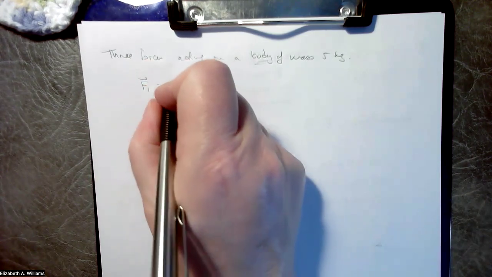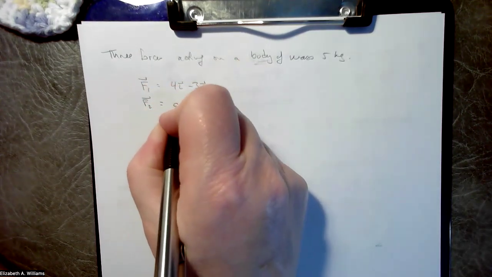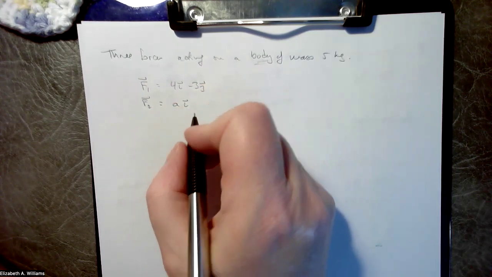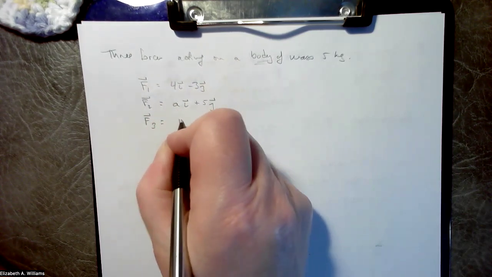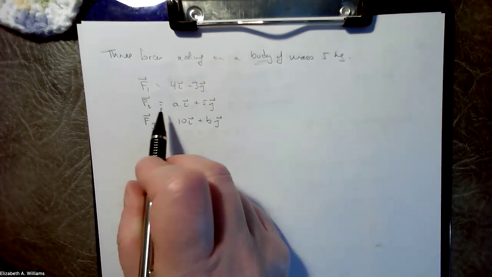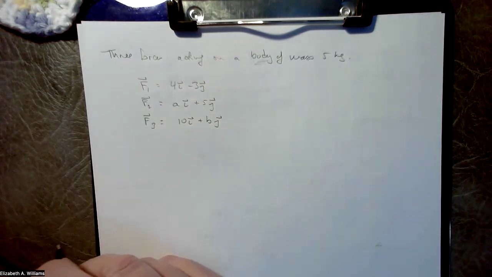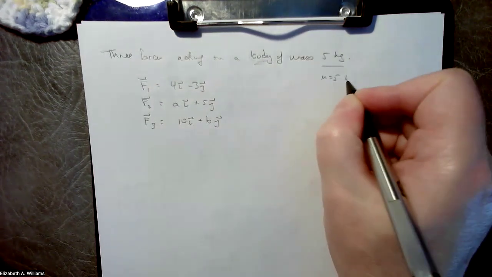Okay, and we've got 3 forces acting on it. So here's the first force in Cartesian form: 4i minus 3j. Pay attention to what I've written down over here. These are my cheat notes. My second force is some mystery quantity of i's plus 5j's, and my third force is 10 i's plus some mystery quantity of j's. So I've got an unknown in my second force and an unknown in my third force. These three forces are acting on my object. My mass is 5 kilograms.